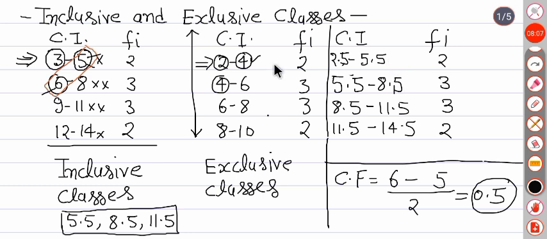So this data has been converted into exclusive classes. Classes of this data are converted into exclusive classes, in which you can see that the upper limit of the first class is the lower limit of the second class, and all data are included. So this was about inclusive and exclusive classes.